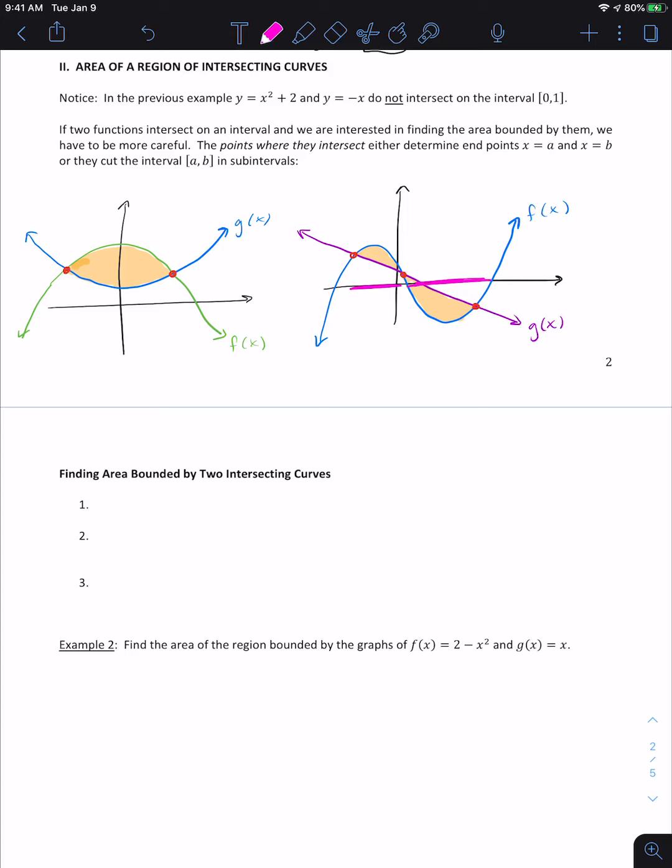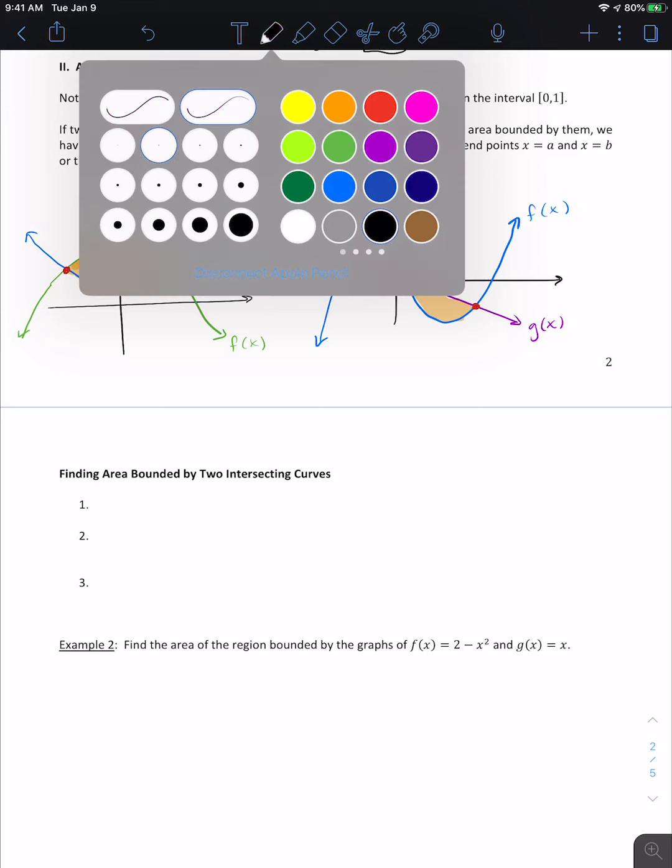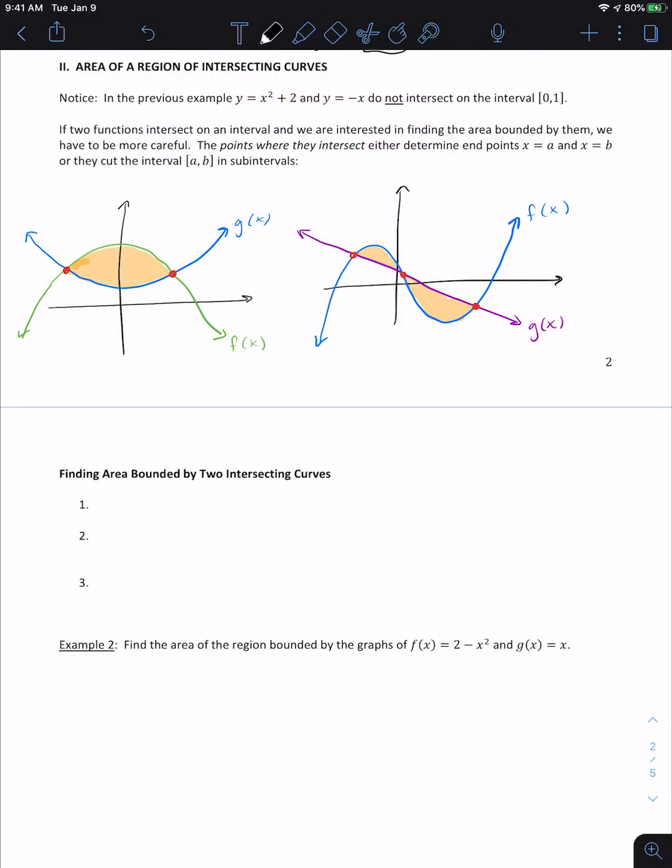So what these intersection points do is they break the x-axis, break the domain, into multiple subintervals, and then on each one of those subintervals, I need to figure out which one's the top function, which one's the bottom function, right? So we have a nice step-by-step process for finding the area bounded by two intersecting curves.